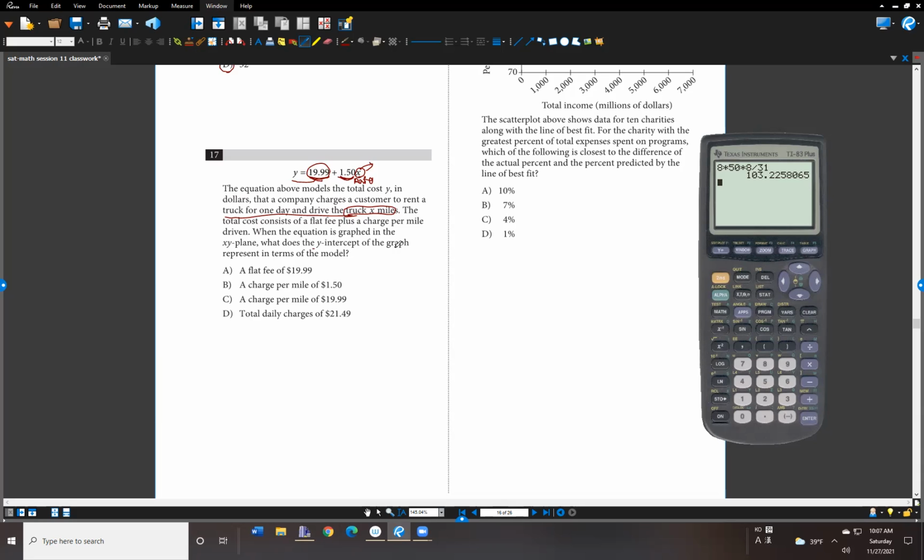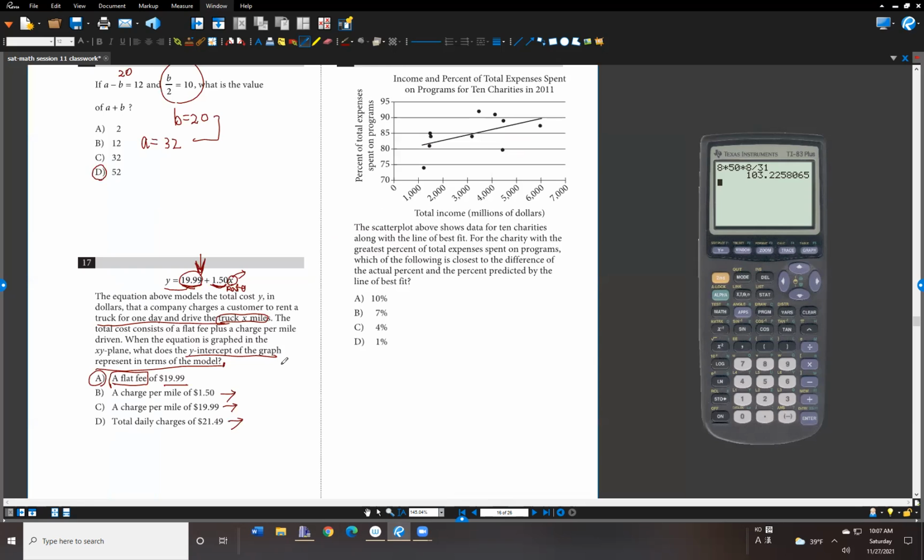What does the y-intercept mean? A flat fee? Charge per mile? No, charge per mile is what, 150. It's not the y-intercept. Charge per mile? No. Daily charge? No. Okay, a flat fee, right? That is the best answer. 17 is A, that is the answer, okay? Total is what? Daily charge. Okay, this is a daily charge.